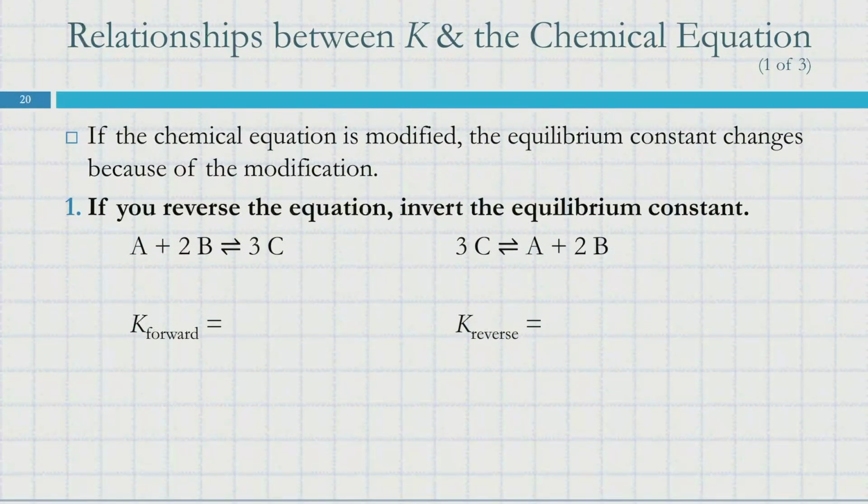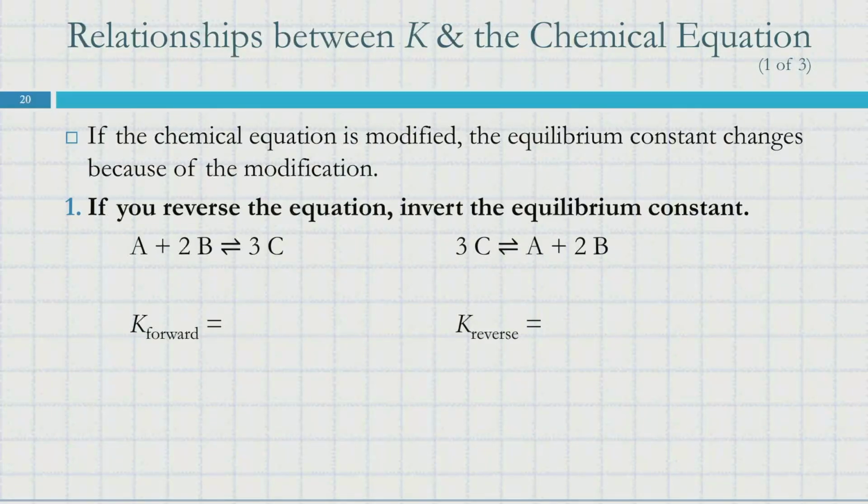All right. If you thought that was fun, there's more fun to be had. If we change our chemical equation, which we can do, our equilibrium constant also changes because of the way that we changed it. These are all rules that you could probably come up with on your own. We're just learning 3 rules.